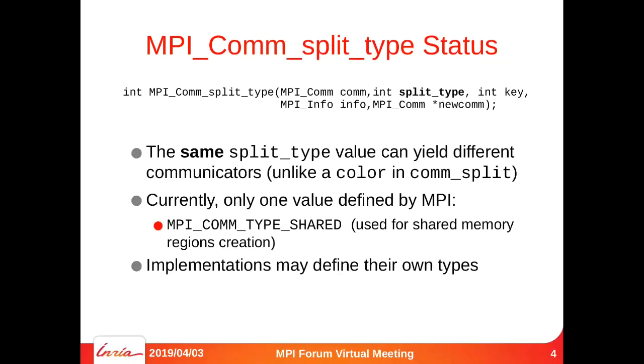So in MPI com split type, there is this argument split type that can yield different communicators, even if the same value is used. Currently only one value is defined, which is MPI com type shared. It is used for creating shared memory regions between processes, so that you can use a different programming paradigm if you want between those processes. And also implementations are free to define their own types if they wish.